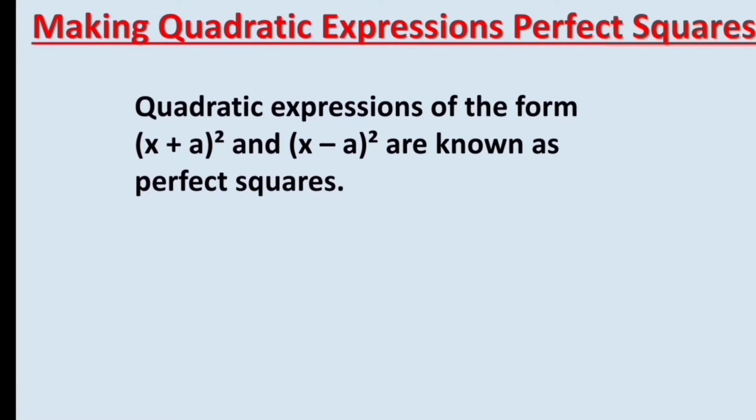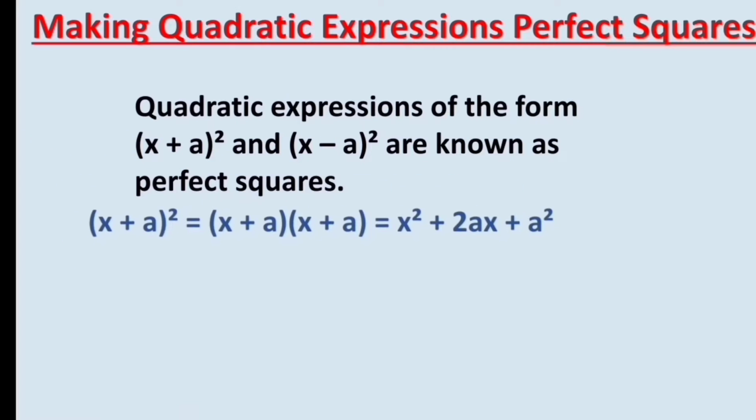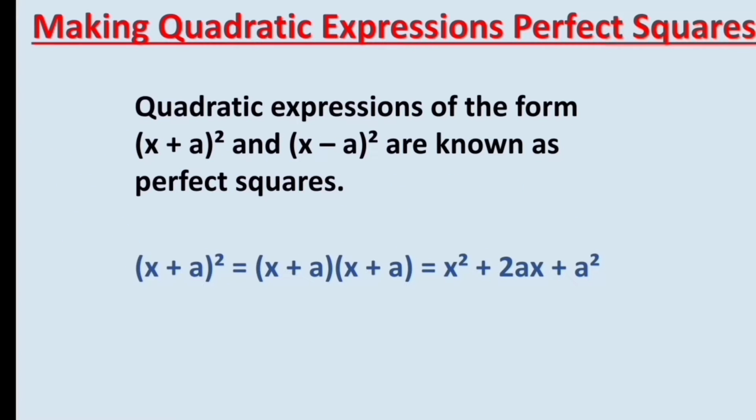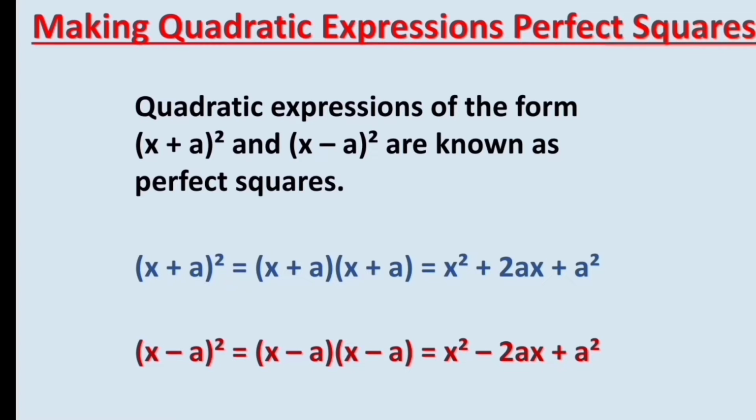Quadratic expressions of the form (x plus a) all squared and (x minus a) all squared are known as perfect squares. That means that expanding the form (x plus a) all squared, we have x plus a multiplying itself, which will amount to x squared plus 2ax plus a squared. Also, expanding the form (x minus a) all squared will give us x minus a multiplying itself, x minus a, which will expand as x squared minus 2ax plus a squared.